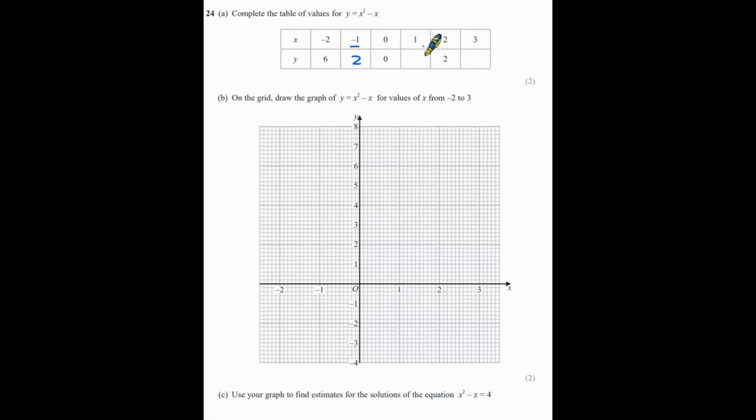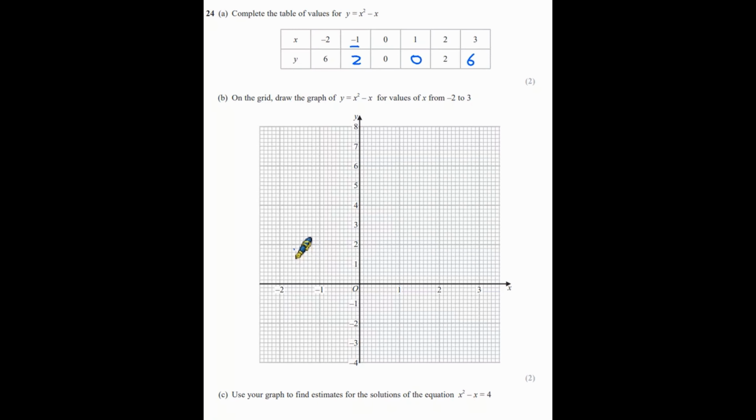The next one we need to find is where x is 1. So we've got x squared, 1 squared is 1, minus x, so 1 minus 1 is 0. We've then got x is 3, so we now have x squared, 3 squared is 9, 9 minus 3 is 6. So that completes the box.